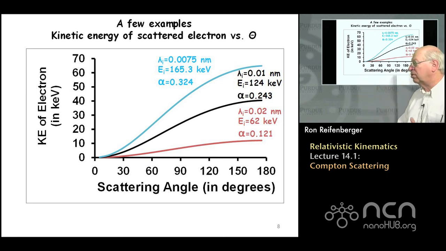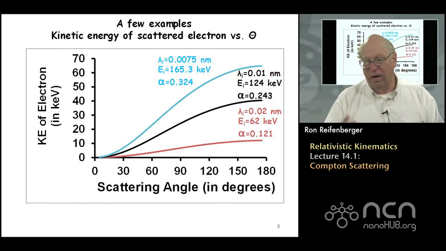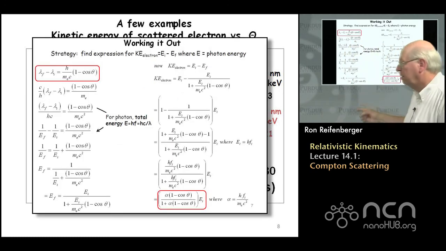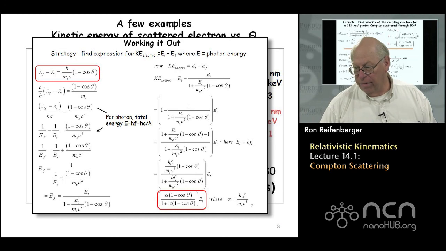The scattering angle, of course, goes from 0 to 180 degrees. And I get a characteristic curve that has this particular shape to it. When the scattering angle is zero, the kinetic energy of the scattered electron is also zero. That's an elastic scattering event. And then the maximum energy of the scattered electron occurs when the photon is actually backscattered from the target. You can read off those values for the maximum energy lost by the photon from this chart. And of course, all I'm doing in this chart is plotting this formula right here. So it's no surprise. Nothing strange is happening.